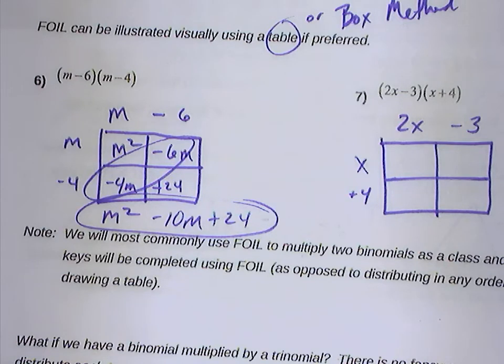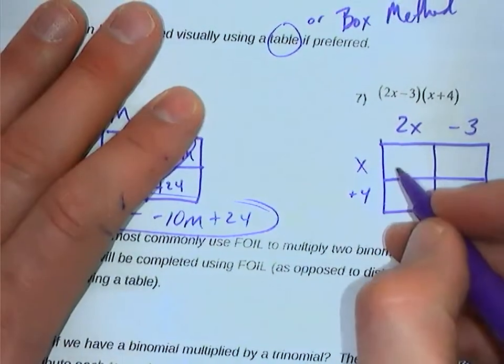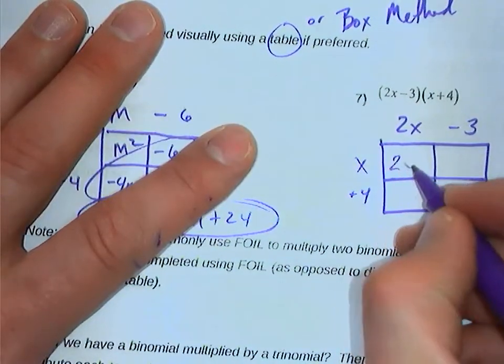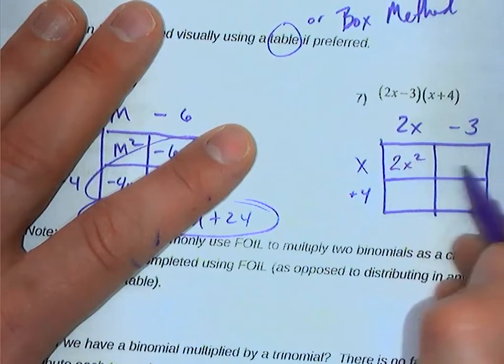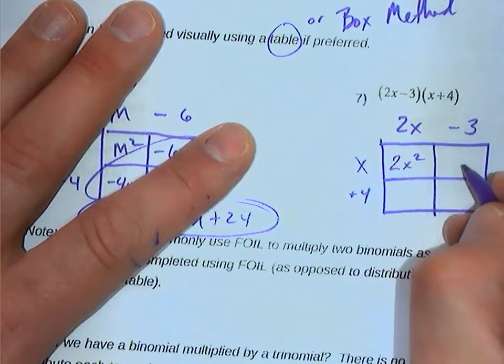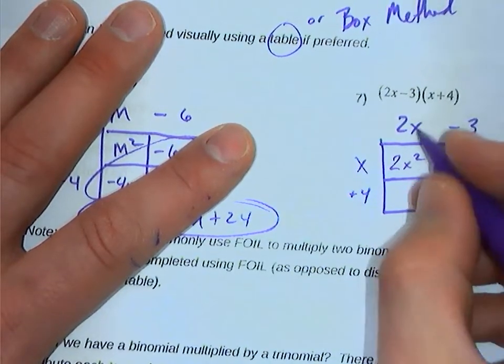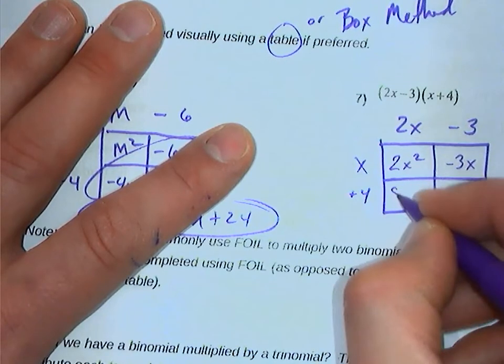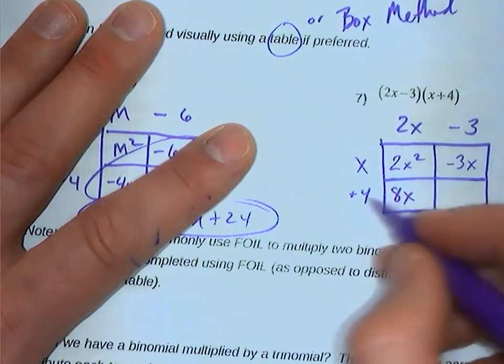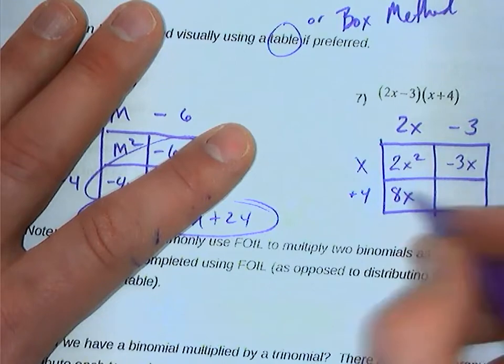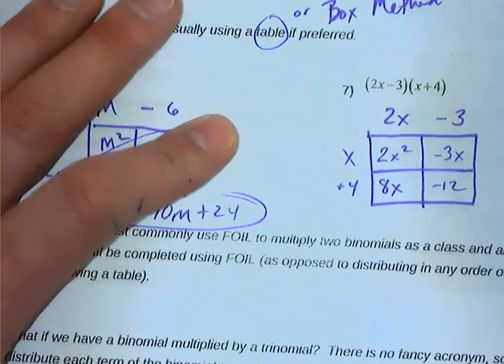That looks good. All right, Kelly, what do you get in this box here? What's 2x times x? Awesome. Ivan, what's x times -3? Boom. 2x times 4 is 8x. And what's 4 times -3, y'all? -12. Perfect. Any questions on my boxes?